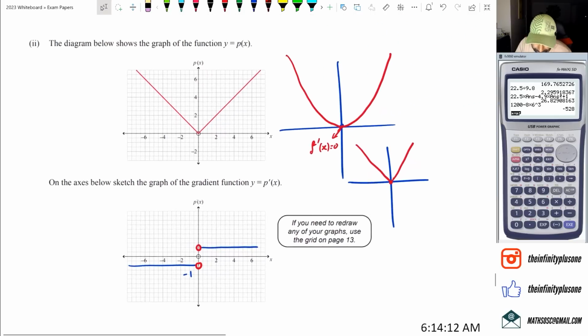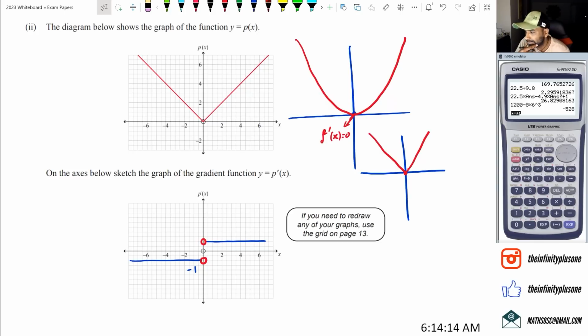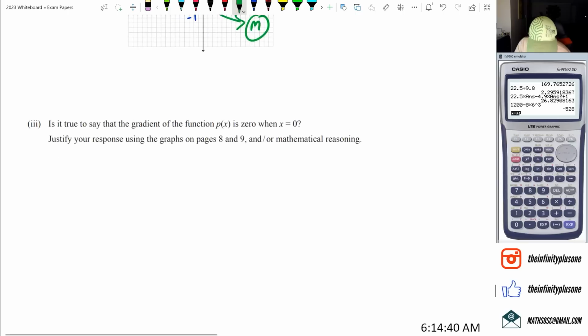Yeah, kind of weird that you guys get this question at level 2, but it is what it is. Grades wise, gradient function sketched correctly with open circles gets you a merit. So putting these two circles gets you a merit. Otherwise you get an achieved if you just put them as two lines and they join up. So you get an achieved when you don't put those two circles in. Okay, moving on to the next question.